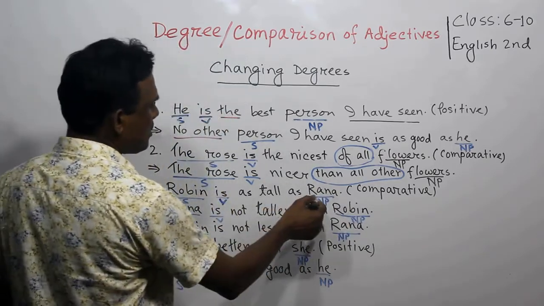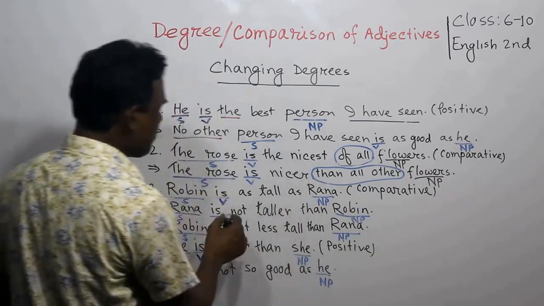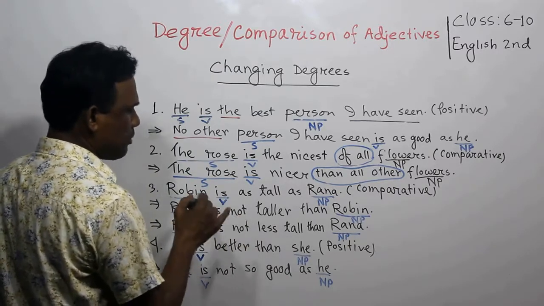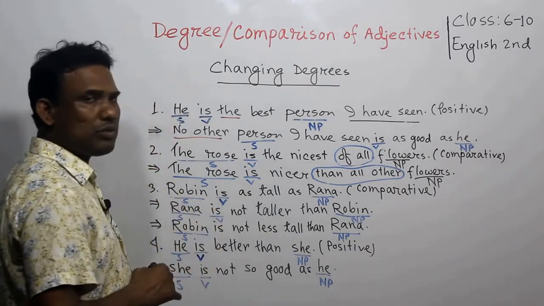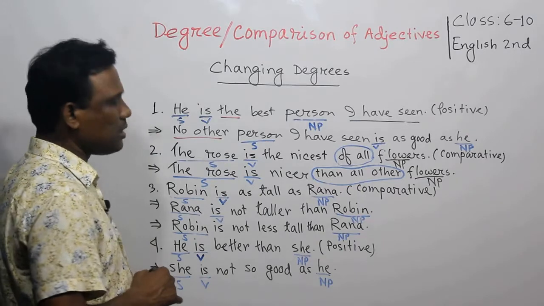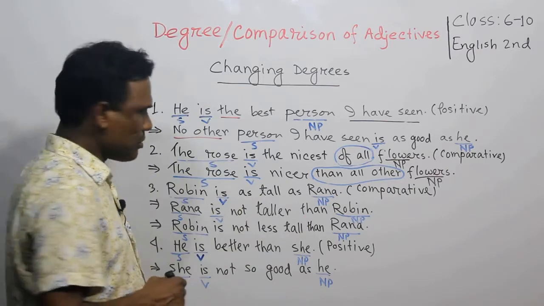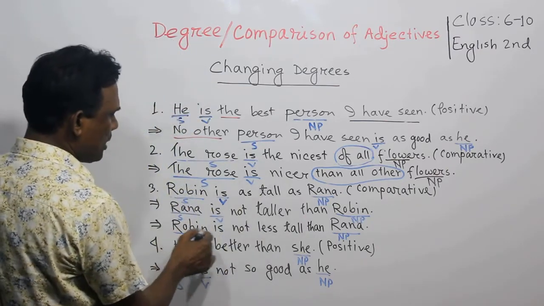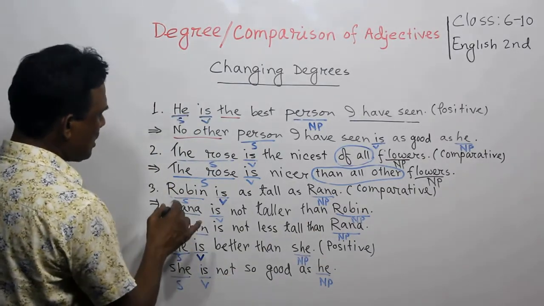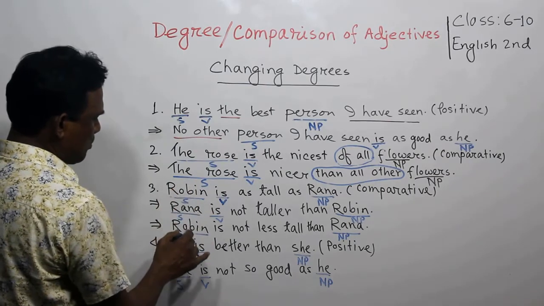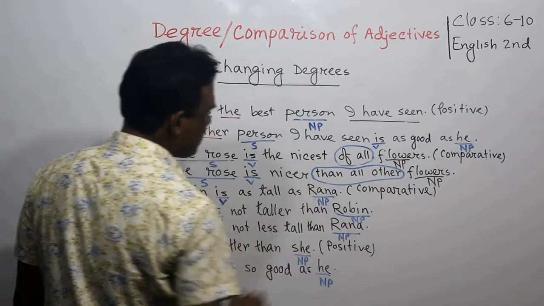Here, you can see NP has become subject and subject Robin has become NP. The negative word not is used to make it a negative one. You can also write the answer by using less before the positive degree. In that case, subject and NP will not be changed. So, the answer is: Robin is not less tall than Rana. You can see subject Robin has become subject. NP Rana has become NP.